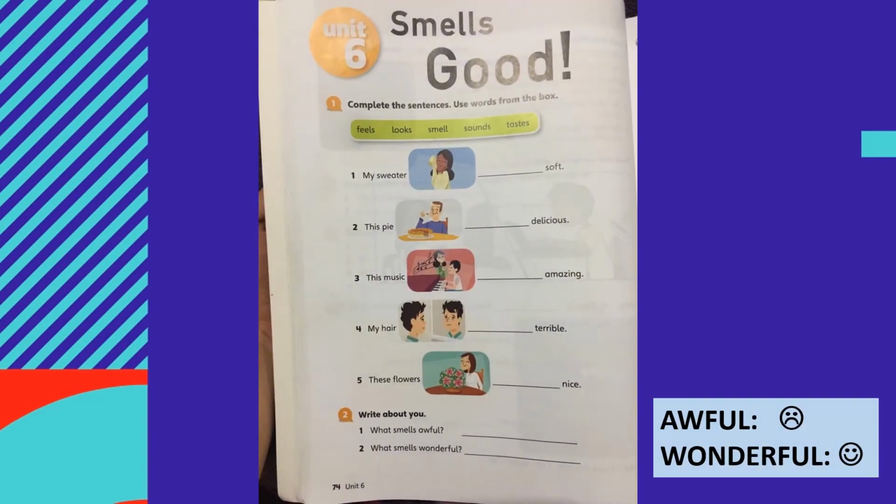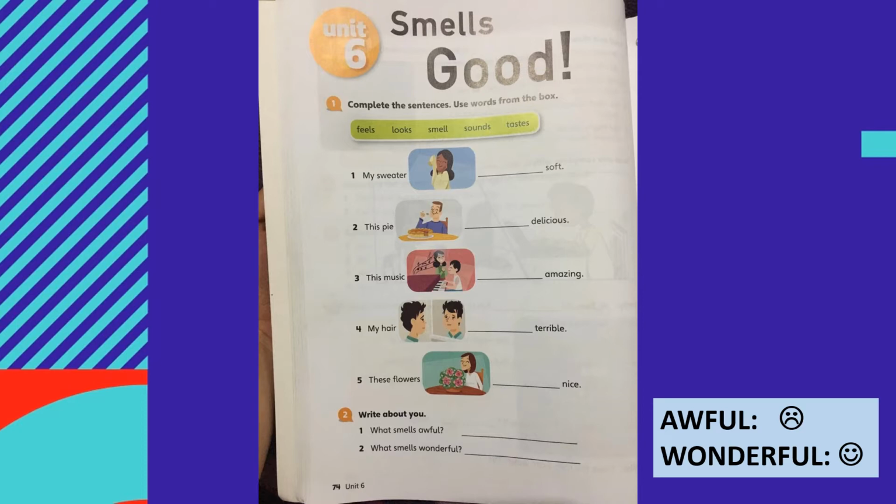In this unit, we are going to talk about the senses. For example, feel, look, smell, sound, and taste. We're going to start on page 74 in exercise 1, and the instructions are to complete the sentences and use the words from the box. Remember that you have to focus on the pictures that are there.